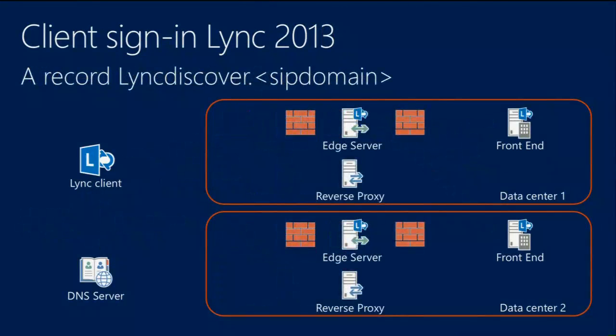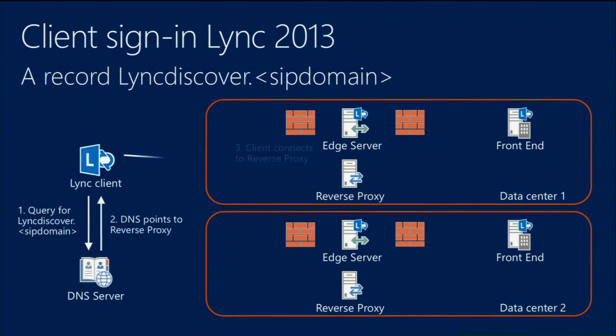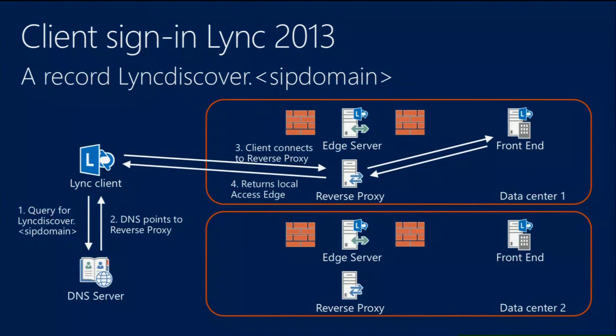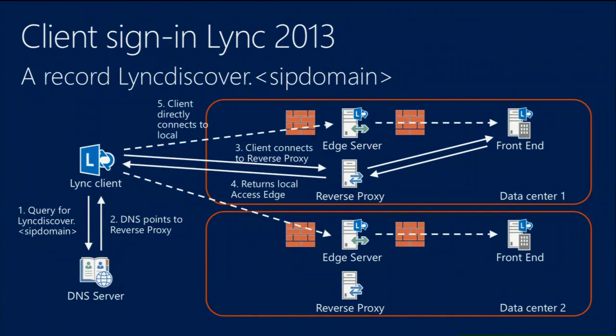So it changes a little bit if you use Lync Discover. With Lync Discover, we also query DNS, of course, but we point to the reverse proxy, not to the edge. The reverse proxy connects to the front end and returns an XML file with all the information. So it depends. If we are hosted on a front-end server in data center 1, or in data center 2, we get a different response. It means we connect directly to the edge closest to us. This is an implication of what Lync Discover is doing.